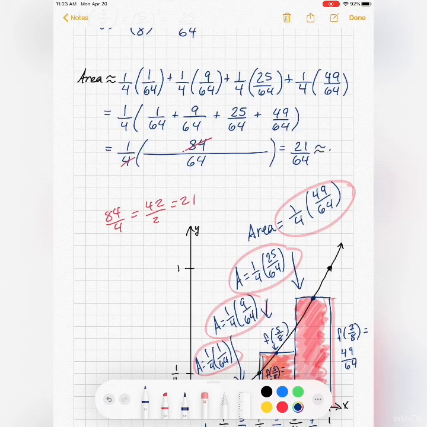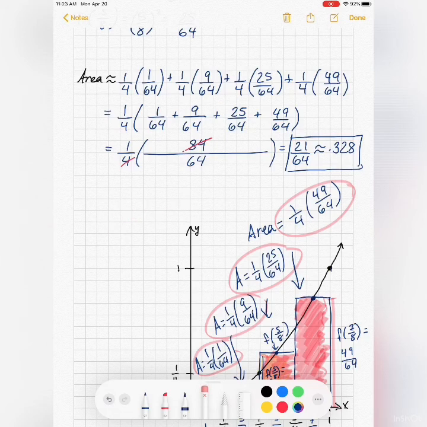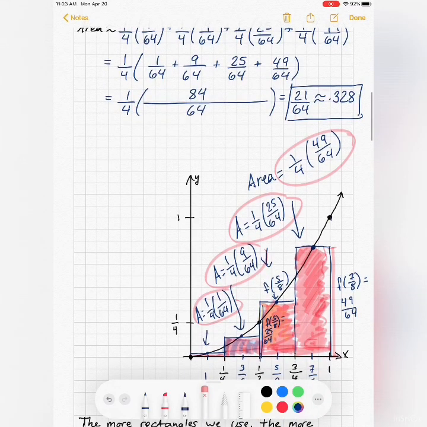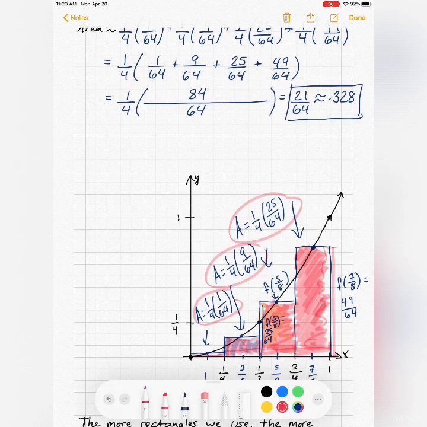So approximately 0.328. Okay, so this is my estimate of the area under x squared. So maybe I should write a little statement. Clean this up. So this is the estimate of the area under x squared between 0 and 1.